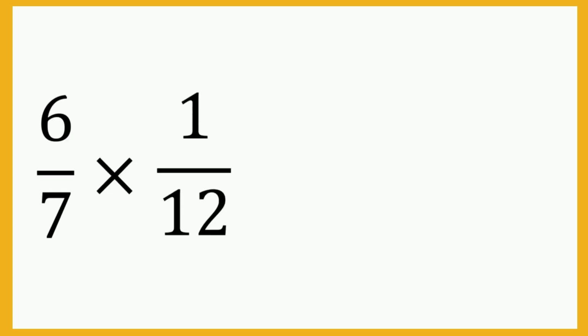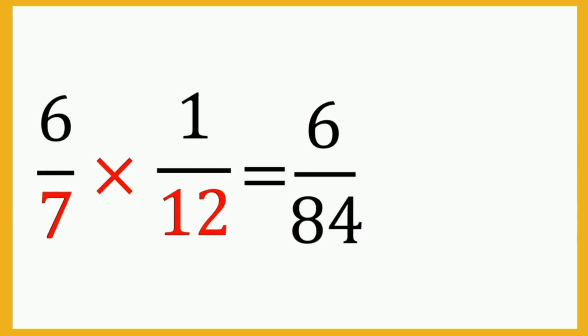Here's another example. We have 6 over 7 times 1 over 12. To solve this, we simply multiply 6 and 1, and the answer is 6. Next, we multiply the denominator. 7 times 12 is 84. So the answer to this operation is 6 over 84.